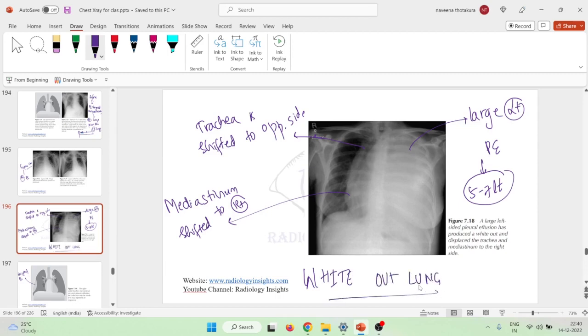Okay, right. So this is about the pleural effusion.